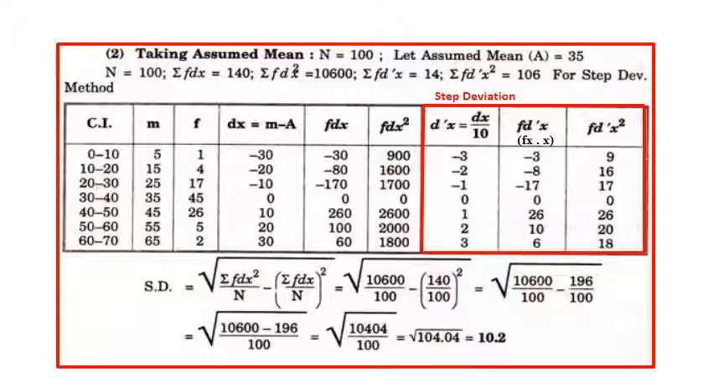And then you have to use the step deviation formula, which is SD is equal to under root of summation of f dx dash square divided by n minus summation of f dx dash divided by n whole square, into c. Then you have to multiply by c, which is 10 here. Then you will get the answer.